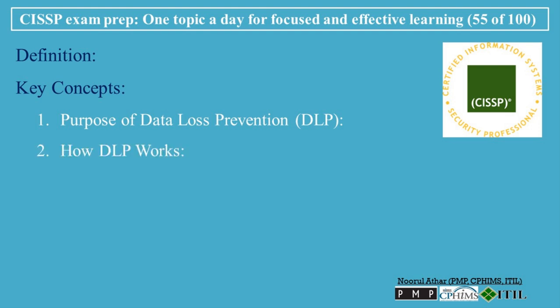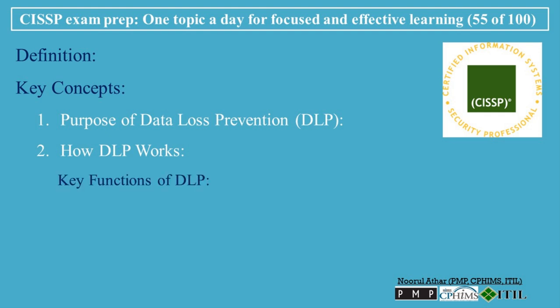2. How DLP works. DLP systems work by monitoring and inspecting data flows within an organization and comparing them against predefined security policies. If an action violates a policy, e.g., sending sensitive data to an unauthorized recipient, the DLP system takes action, such as blocking the transmission, alerting the user, or notifying the security team.